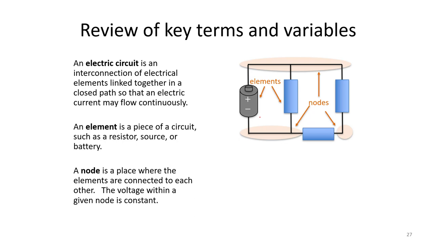Next, there's an element. An element is a piece of an electric circuit. So, for example, the batteries, these blue boxes, these are elements. So, a resistor, source, battery.